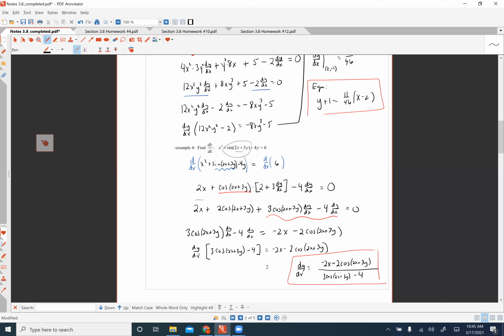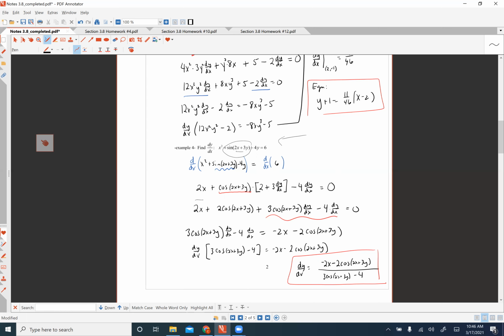So the derivative of 2x is 2, and the derivative of 3y is 3y prime, or dy/dx. And then we subtract off 4 dy/dx. So again, the derivative of the left side of this equation is 2x cosine of 2x plus 3y, and then 2 plus 3 times y prime, minus 4y prime, equals 0.